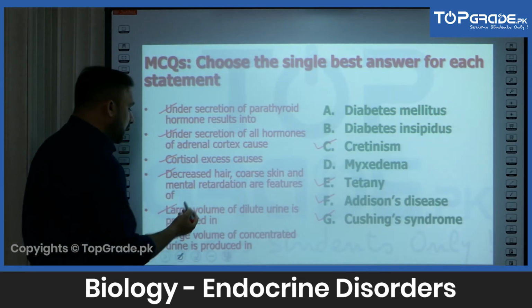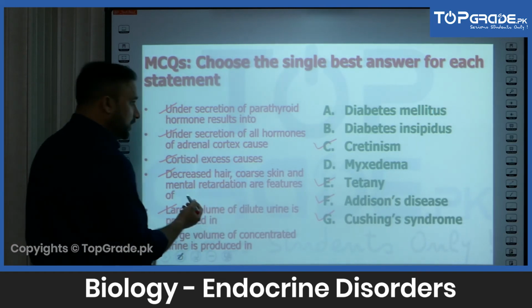We have got another statement, large volume of dilute urine is produced in.